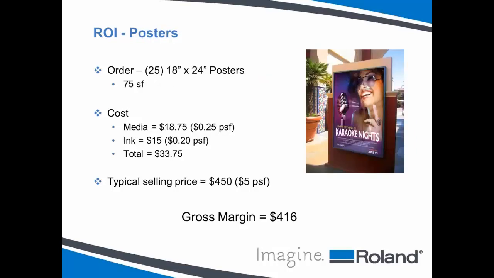Let's look at posters. Okay. 25 18 by 24 posters. Okay, it's about 75 square feet. The cost of media is about 25 cents per square foot, and cost of ink is about 20 cents per square foot. So total cost is $33.75. Posters sell at about $5 per square foot. So your gross margin on that is about $416, and that's about an hour's worth of printing, depending on what printer you're running. If you were running our production XF640, it would print that in less than a half hour.